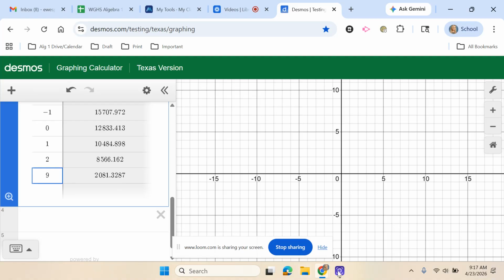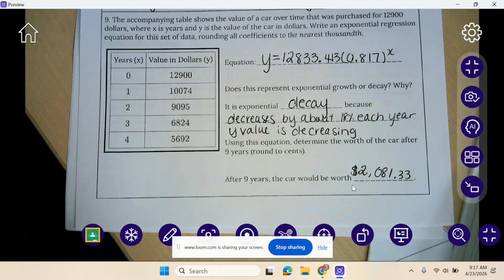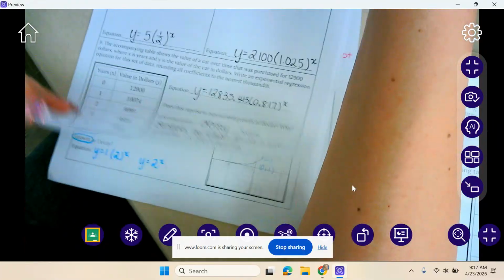Okay, so I'll put that back on the screen. So $2,081.33. Any questions on number 9? Okay. Okay, so let's go ahead and hop over to number 10.